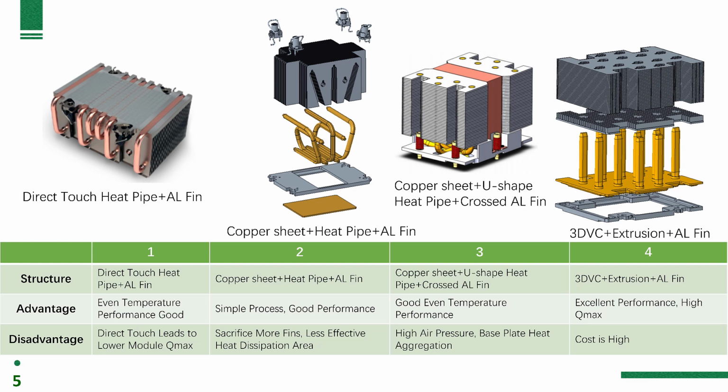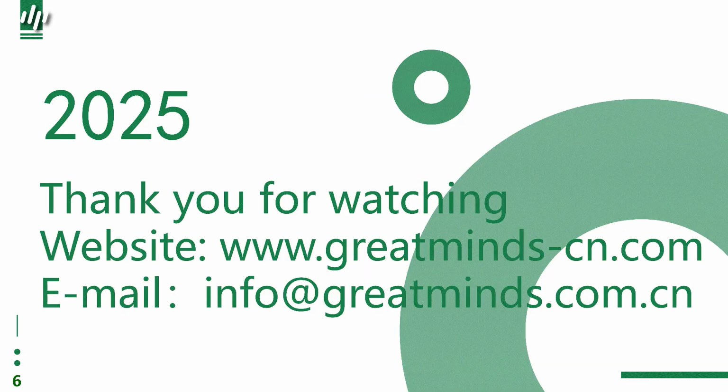3D vapor chambers are now also being applied to server heatsinks. The fourth solution utilizes a 3DVC, significantly enhancing the temperature uniformity capability, and also compensates for the reduced surface area on the top of the 3DVC by using extrusion. Of course, this solution is more costly.